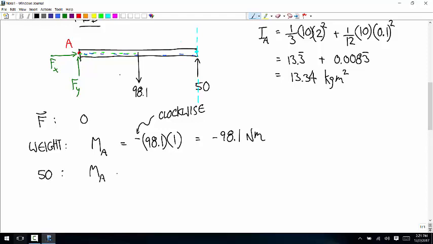And so the moment is 50 times what's the distance from this little blue dot to the axis? 2, yep. And would that force make it rotate clockwise or counterclockwise around A? Counterclockwise, so this one's positive. And so you get positive 100.